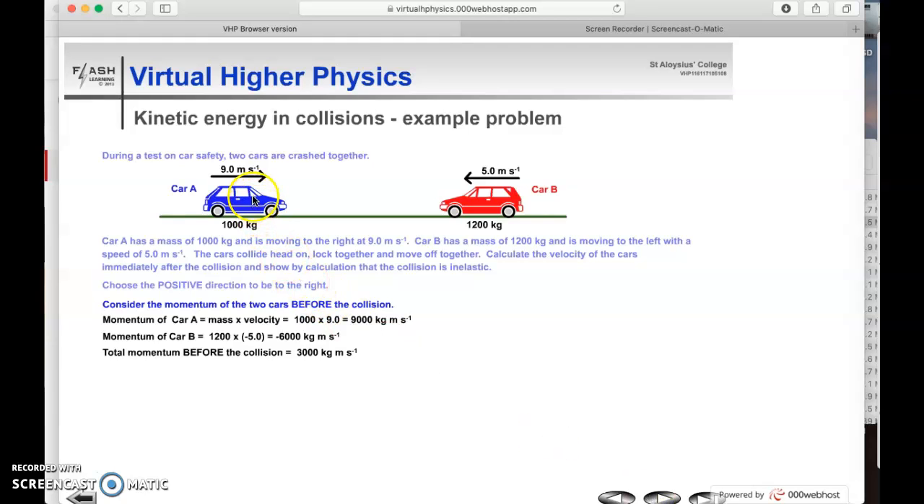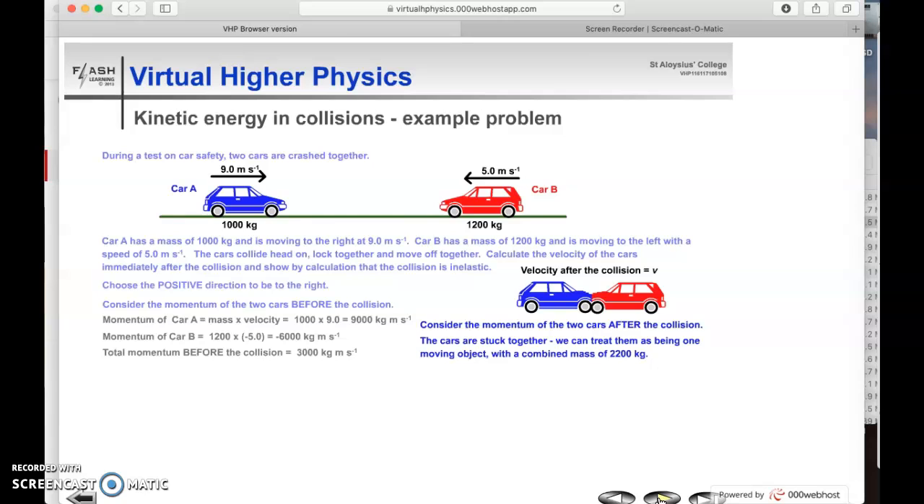Momentum before the collision for car A, and for car B it's negative because it's going in the opposite direction. So we've got the total momentum before. We know that they collide head-on, lock together and move off together. So the after looks like this. Treat them as one object with a combined mass of 2,200 and moving with a velocity v. We don't yet know what that is.